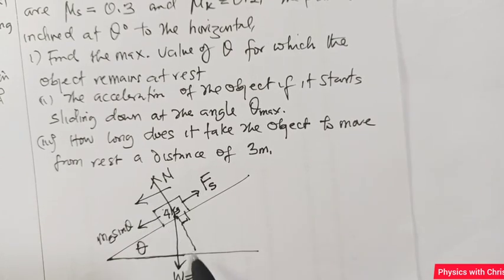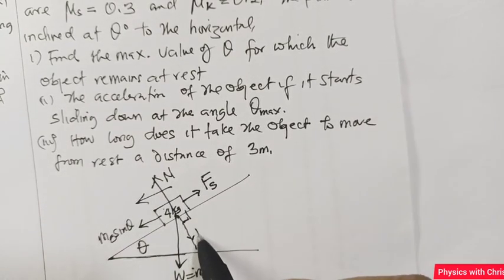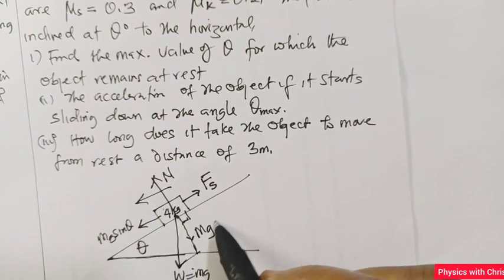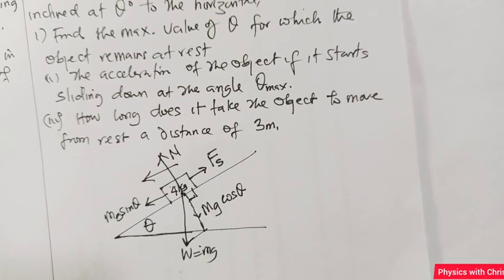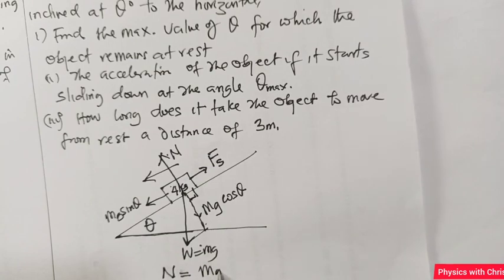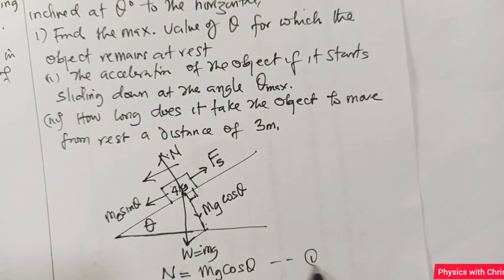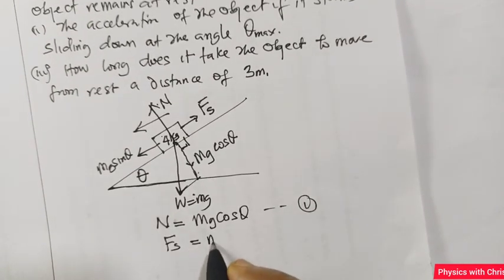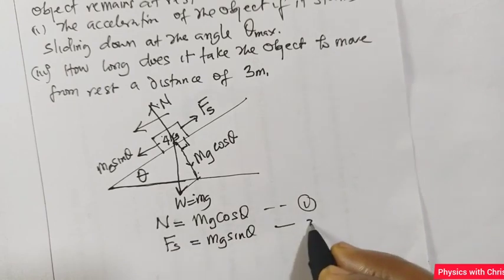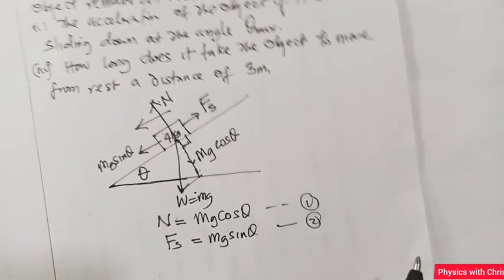Then perpendicular to the plane, the normal reaction must be balanced by the component of the weight. When this weight is resolved, there's a component of it, mg cos theta, that acts at right angles to the plane, and it balances the normal reaction N. So for static equilibrium, we have the normal reaction N equals mg cos theta, meaning these two forces must be equal to each other. I can call that equation 1. And the static frictional force Fs must be equal to mg sin theta. That is equation 2.